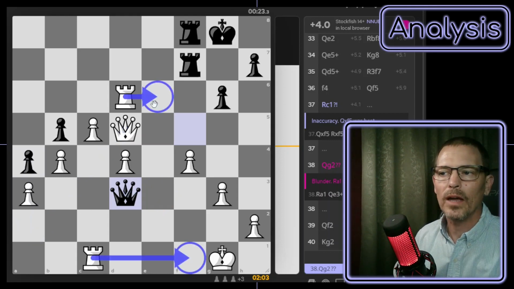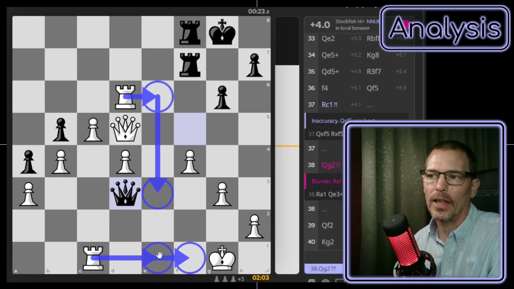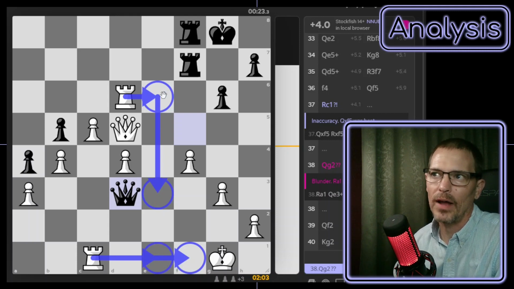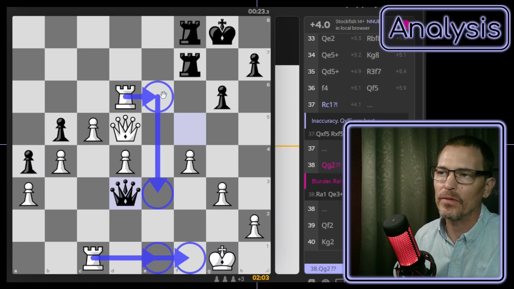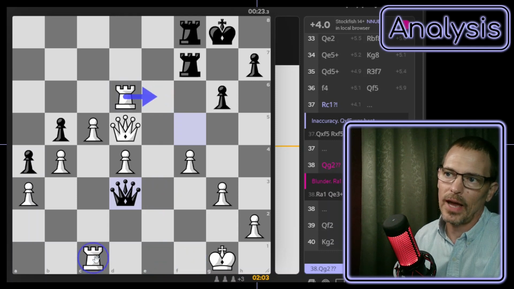Or possibly the other rook to e6, which would have guarded this square and kept them from forking me. And then it would have eventually allowed me to double up my rooks on the e file, which is the only fully open file on the board. So either that, or this, or this. That's what I should have played.